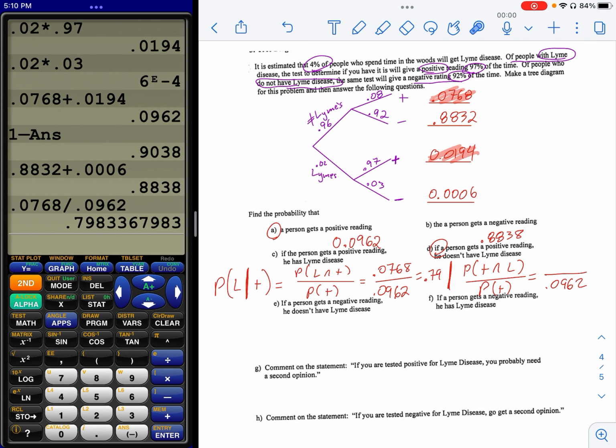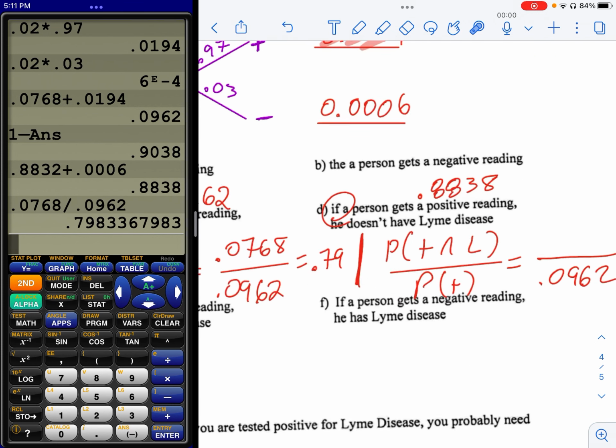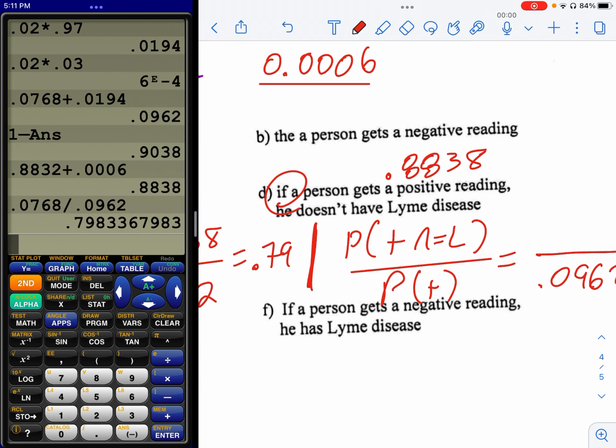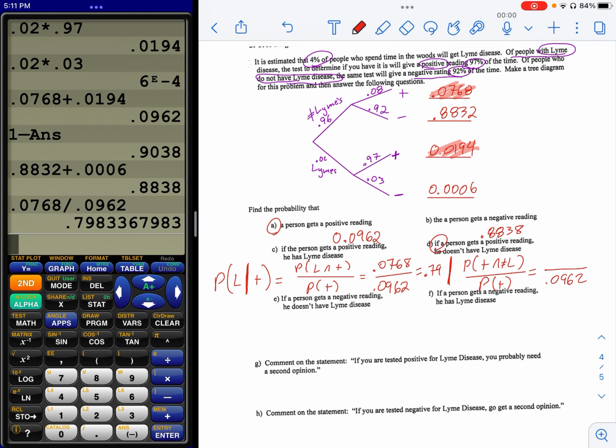Oh, wait a minute. Yeah, positive, and this is what I just did, isn't it? I think I might have messed up part C. Or these are just going to be the same answer. Oh, sorry. He doesn't have Lyme's disease. So, not Lyme's disease. There we go. Not Lyme's disease.